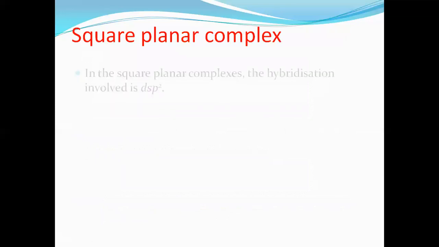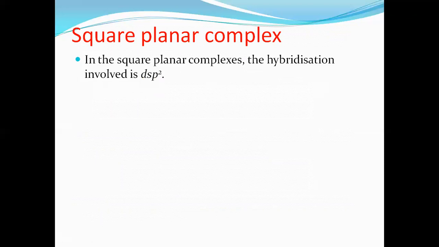Now the last, we can go for square planar complex. In the beginning of VBT, we said for a square planar complex, there must be dsp2 hybridization. And we'll explain that by taking one more complex, nickel tetracyanide complex, or tetracyanidonickelate(II) complex.